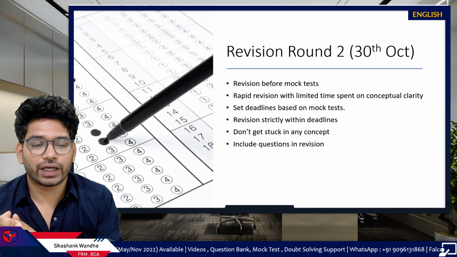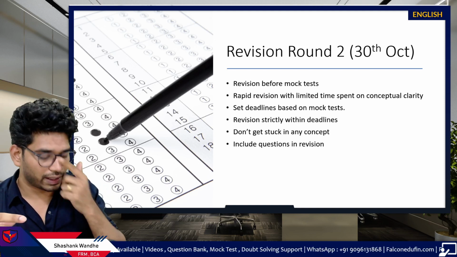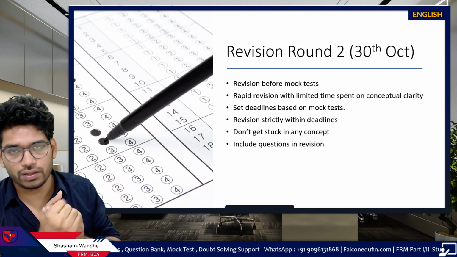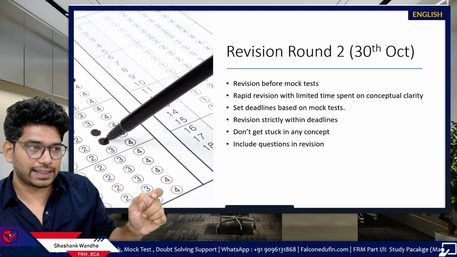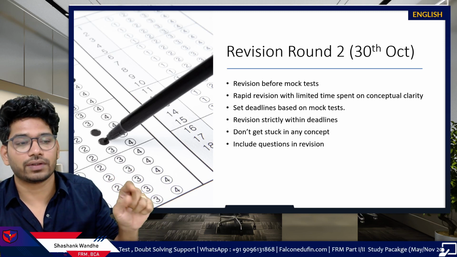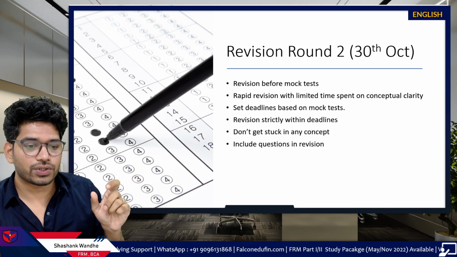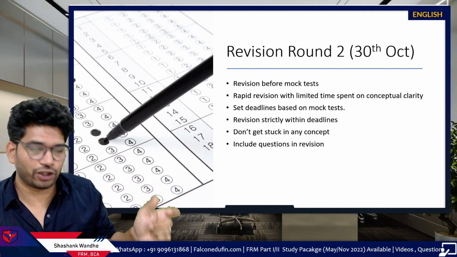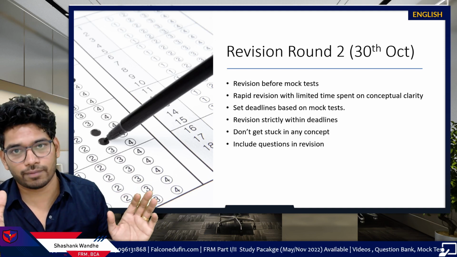So now here are a few recommendations. Set a deadline based on the mock test. Say I will appear for book 3's mock test. This is my decision. So I will appear for book 3's mock test on say 8th of October. Okay, so that is the deadline. By this time you should finish your second revision.